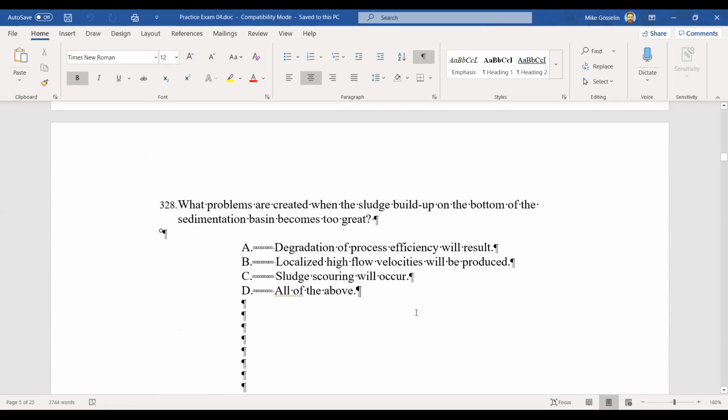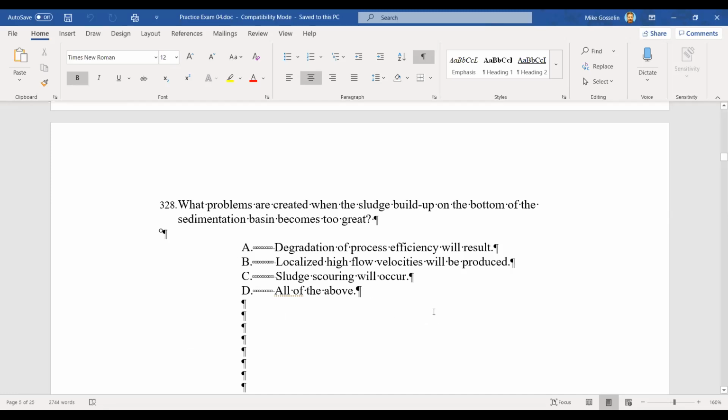So what problems are created when sludge buildup on the bottom of the sediment tank or sediment basin becomes too great? So I've got 1 D. Everybody else agree with that? Yeah, another D. Yeah, you bet.